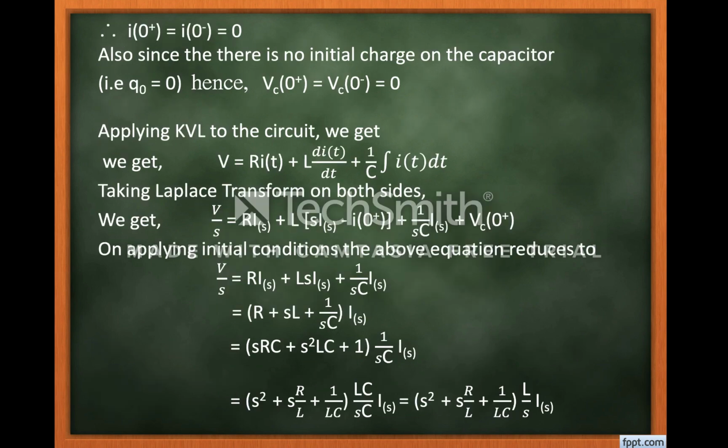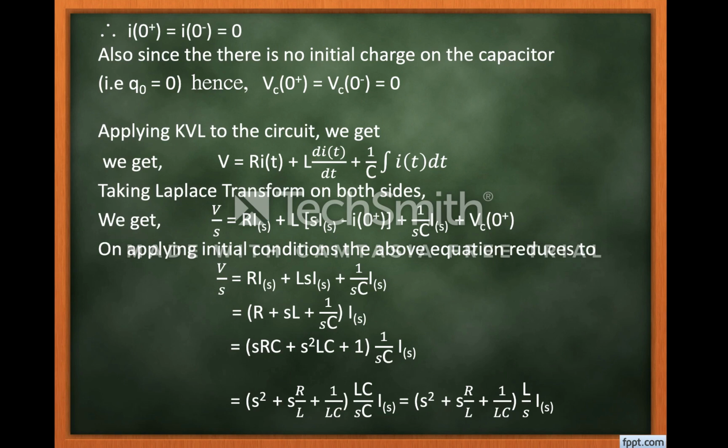According to that, I of 0 plus is equal to I of 0 minus, which is equal to 0, which means that the initial current flowing through the inductor will be 0. And also, since there is no initial charge on the capacitor plates, the respective voltage across the capacitor, Vc of 0 plus, is equal to Vc of 0 minus, which is equal to 0. As I already discussed in class, 0 plus and 0 minus are nothing but the times just after the switching and before the switching. After the switching is plus and before the switching is minus.